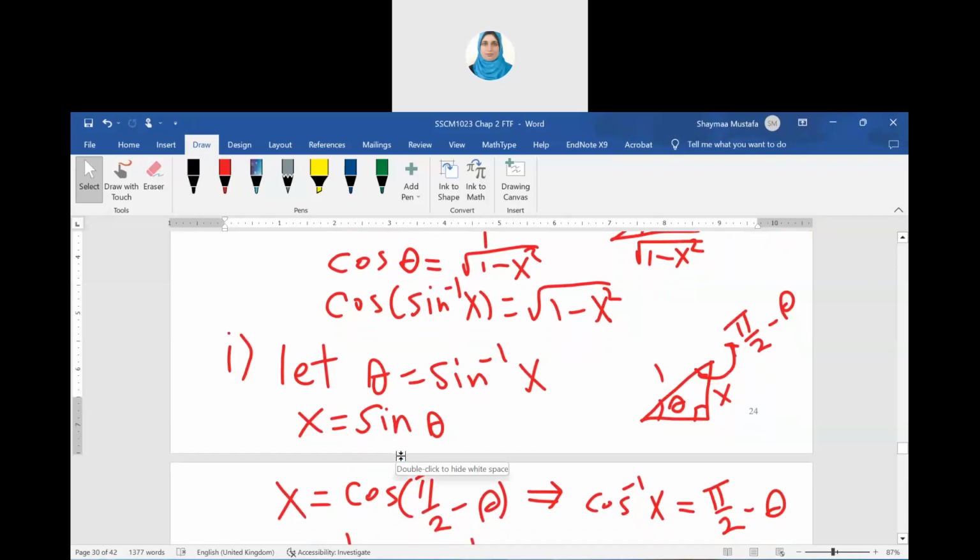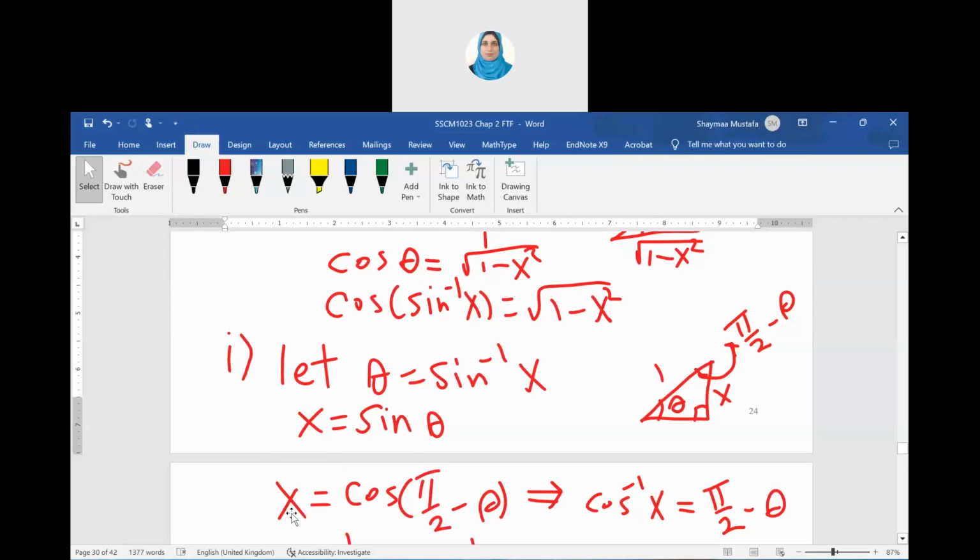Now we have x equal to sine theta. If I need to calculate the cosine for this angle, it is the adjacent here, which is x, over the hypotenuse, which is 1. So cos of pi over 2 minus theta is equal to x. What can we understand from this relation, x equal to cos of pi over 2 minus theta?